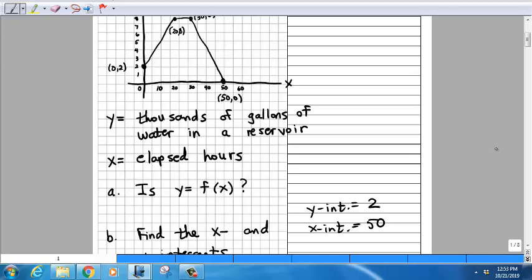You probably wouldn't say there's no gallons of water in conversation. What would you more likely say? After 50 hours, what? What's a more likely way of saying there's no gallons of water? There's no more water, or what about the reservoir? It's empty. So you'd probably say the reservoir is empty. It takes 50 hours to empty that reservoir.